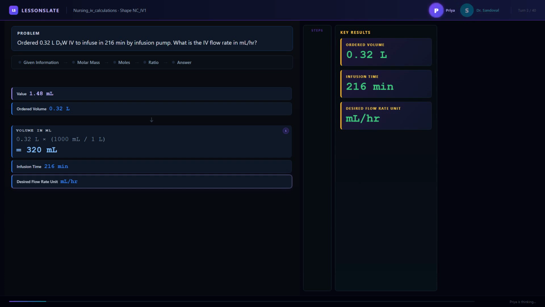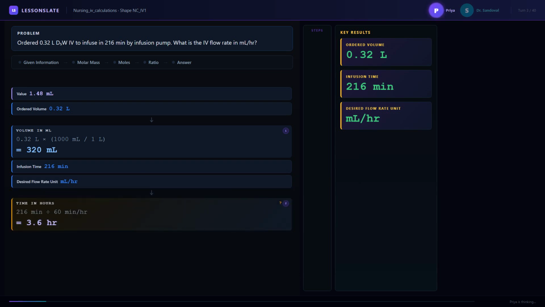Oh, right. So I need to convert the 216 minutes into hours first. I think I'd divide 216 minutes by 60 minutes per hour to get the time in hours. So 216 divided by 60 is 3.6 hours. Is that the next step?